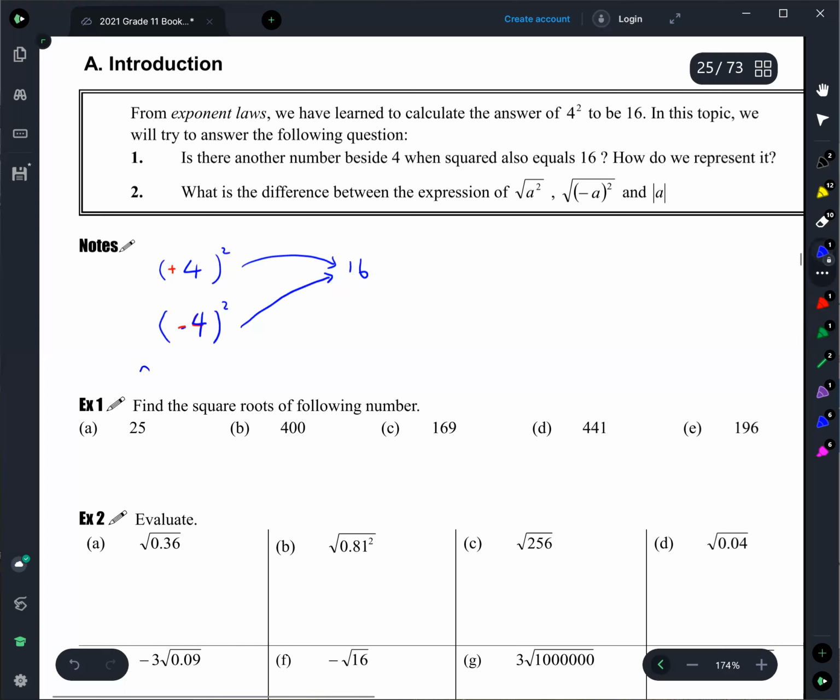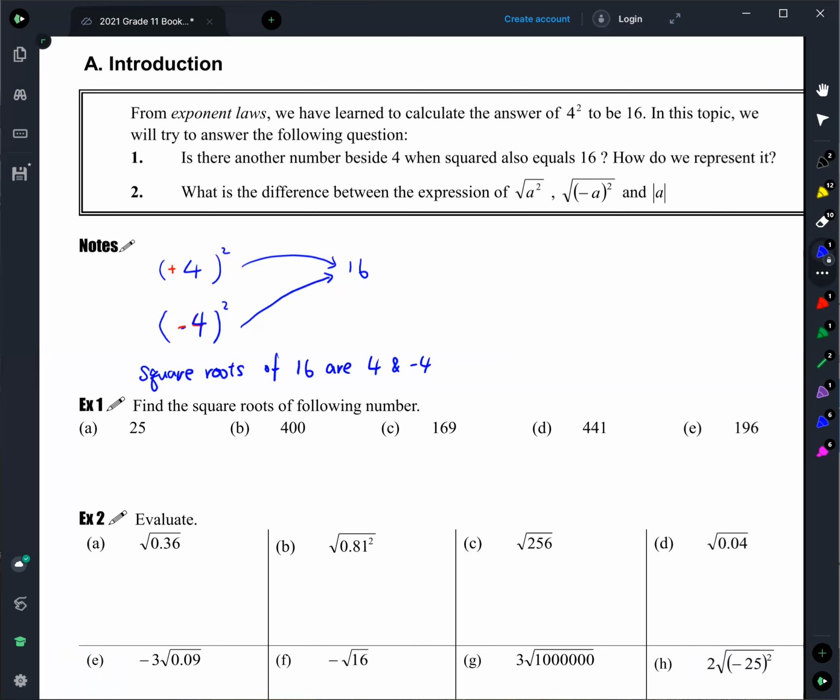Okay, so we'll say the square root of 16, we have 2 of them, are 4 and -4. Okay, or you can say plus minus 4. So there are always 2 square roots. So if they say, please find the square roots of the number, for example, like question 1a, for 25, it will be 5 and -5. So you can write plus minus 5.